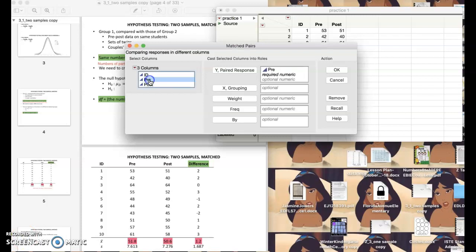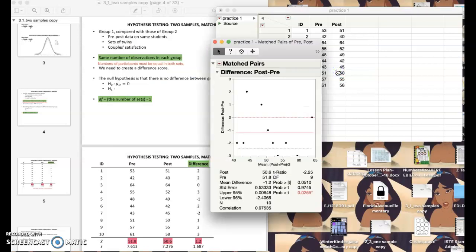Okay, analyze, submenu, specialized modeling in the middle. So you can see here, let's see, the ratio. It has the statistic we already calculated. Degrees of freedom, yes, from the number of sets minus 1, and your probability. We already said it is not statistically significant. We fail to reject, given alpha of 0.05.